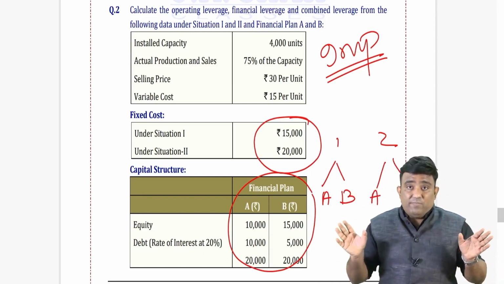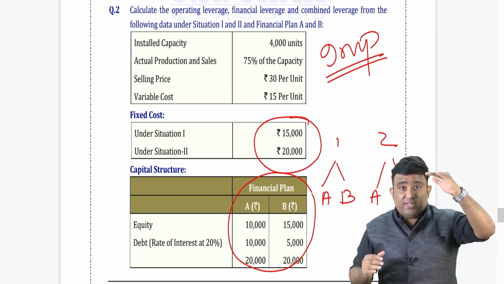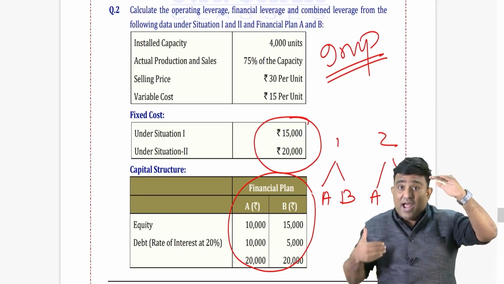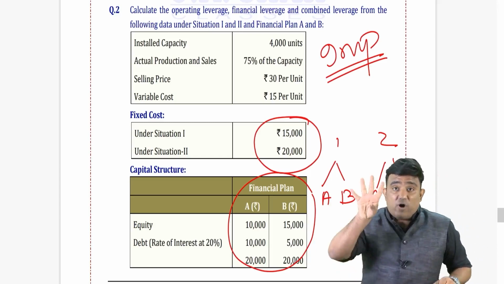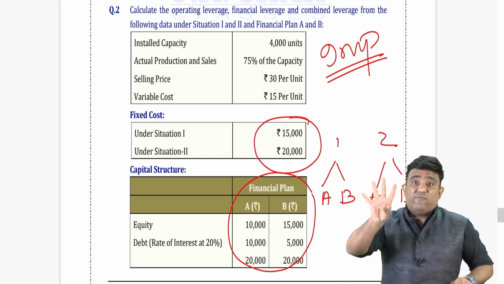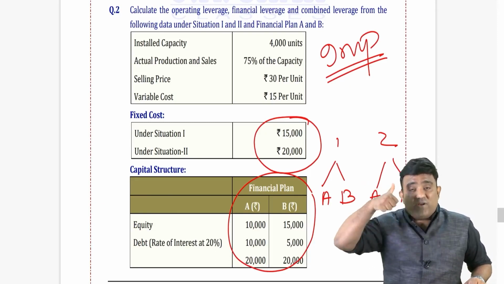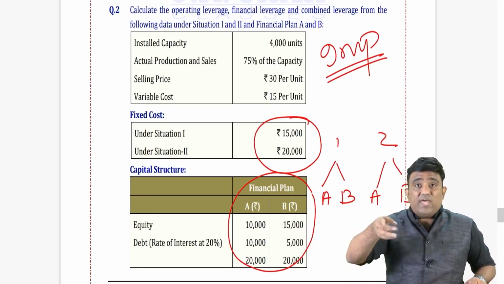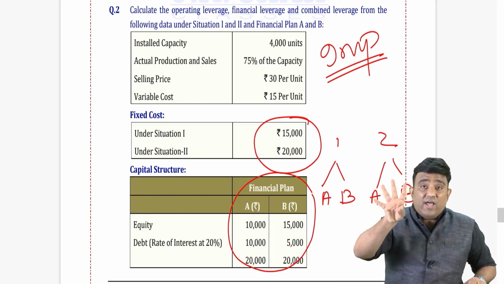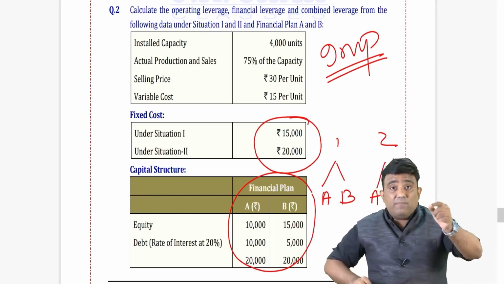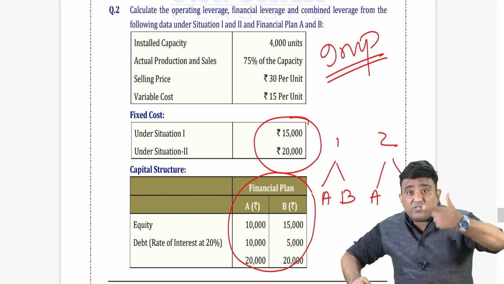If I prepare a table, it will be from sales to EBT. I repeat EBT because the tax information and further information is not available. 4 DOL, 4 DFL and 4 DCL. Student, one company usually has 1 DOL, 1 DFL, 1 DCL. But here one company has 4 DOL, 4 DFL and 4 DCL. Why? Because this is a stage where the company is evaluating different combinations of risk.